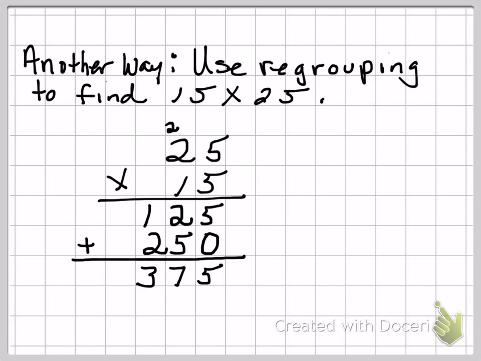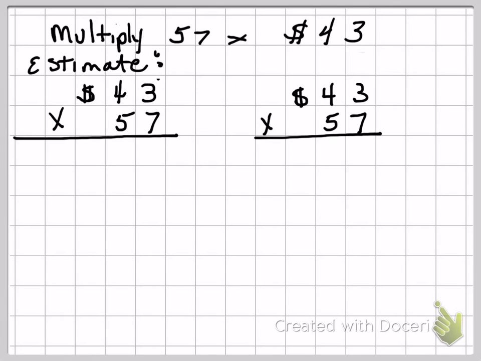Here's what I'd like to do. I'd like to give you some problems, and let's think about this. We're going to do the same problem, but before we do that, let's get started with our estimate. So I'm going to ask you to multiply 57 times 43. I'm going to estimate 57 times 43 as 60 times 40 equals 2,400. Let's see how close we get to this.